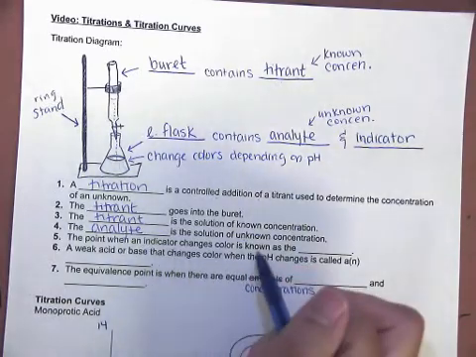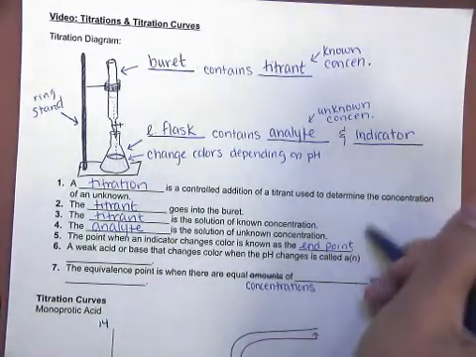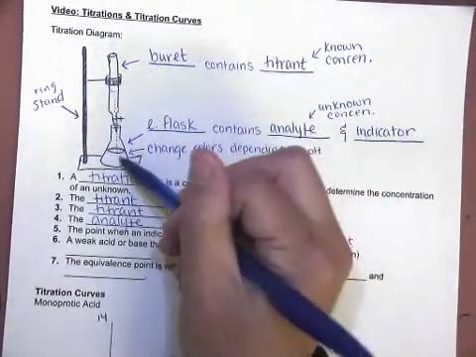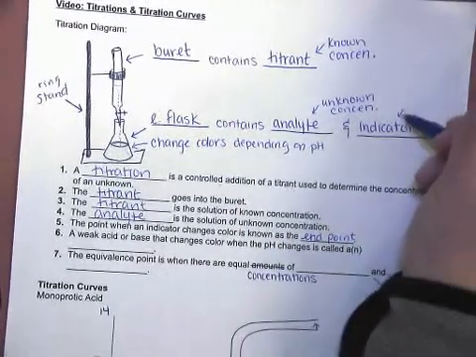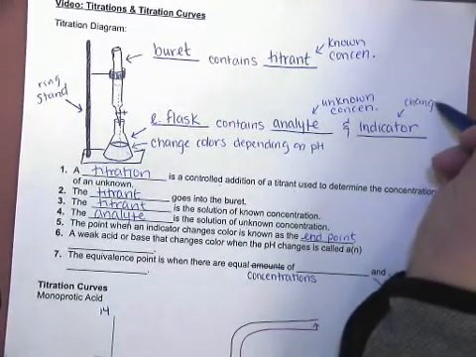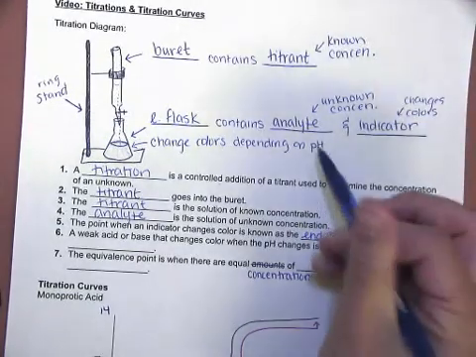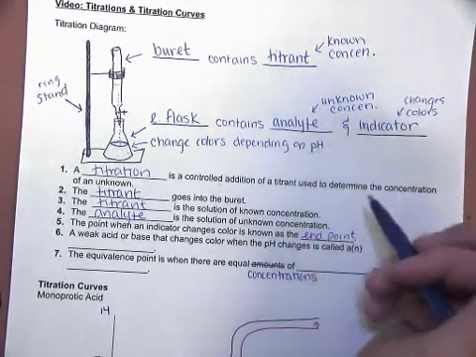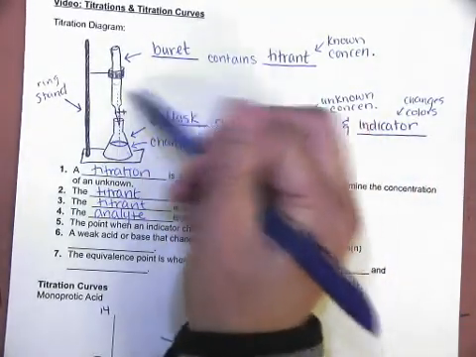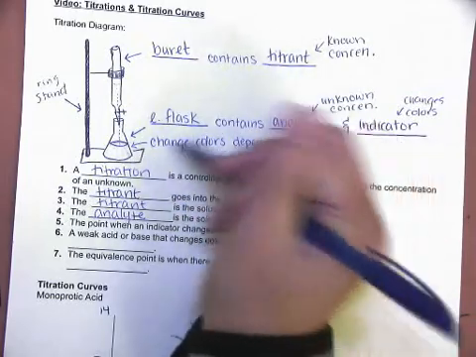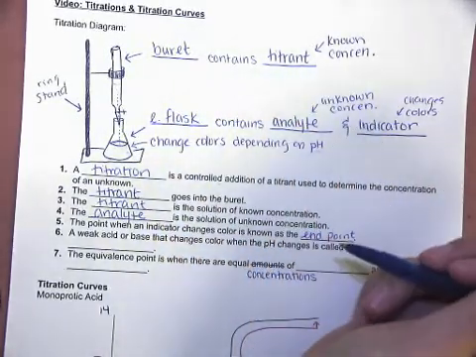The point when an indicator changes colors is known as the endpoint. So we would do our titration until our analyte changes colors, which is really the indicator that changes colors. And that would tell us that we are done. We've changed it to the pH. And then we will record the volume of the burette used, the volume of the titrant used, and how much analyte we have and its concentration.